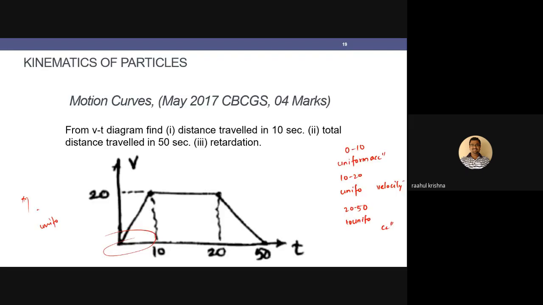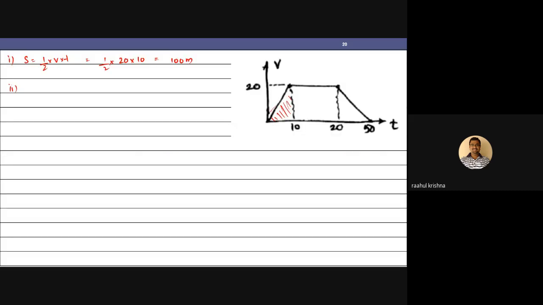Next, I am supposed to find out the total distance traveled in 50 seconds. So when I want to find the total distance, I have to find the area under the entire trapezium, the complete area. So how do I find that out? Either you can use the equation.